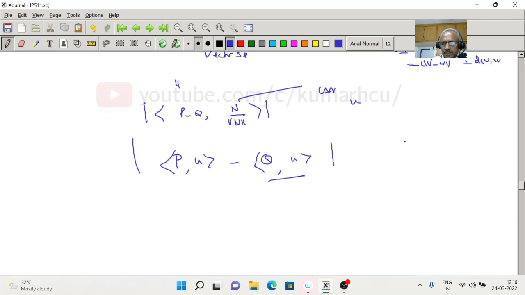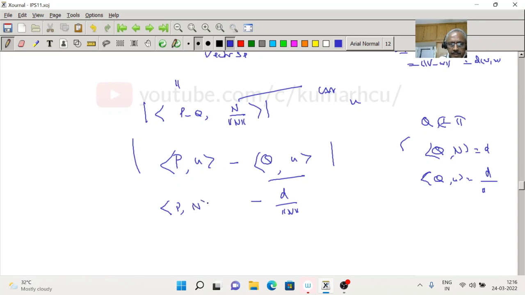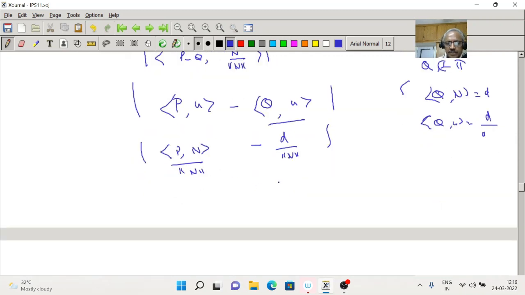See, q lies in pi. Therefore, what do I know about the inner product of q with n? That is d. Therefore, the inner product of q with u will be d by norm of n. Therefore, this is minus d by norm of n, and this is also again the inner product of p with n by norm of n. This is a modulus. Therefore, I can take norm of n outside. Therefore, it says the modulus of inner product Pn minus d, by norm of n. This is the distance between p and pi.